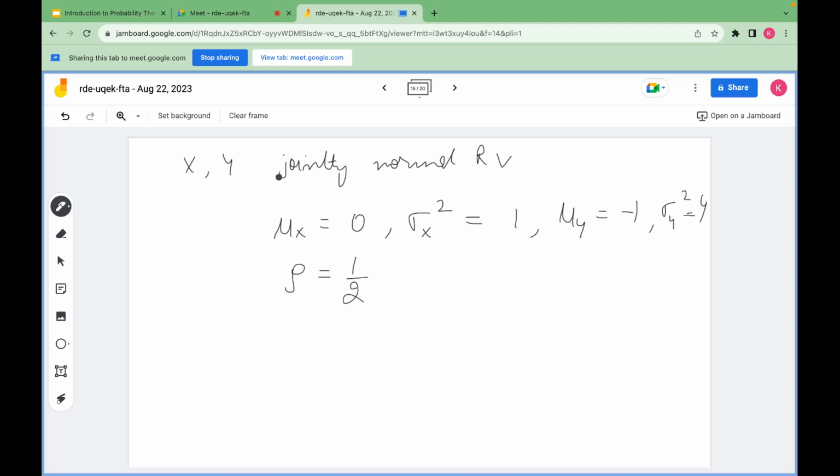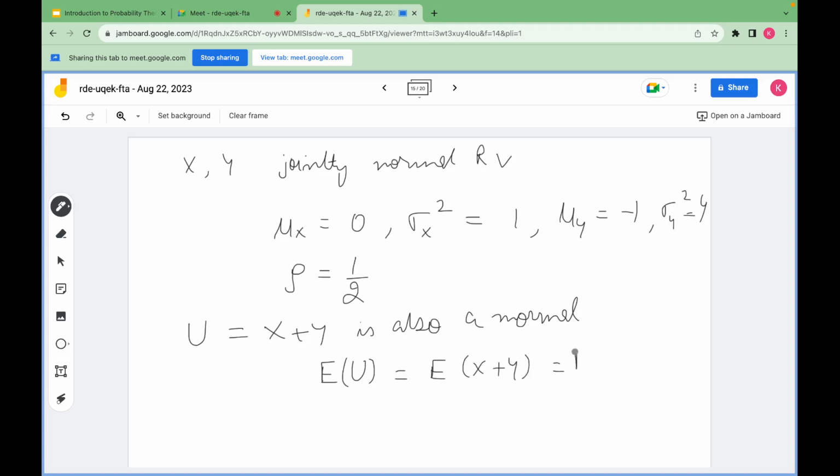Now this x and y are jointly normal random variables, therefore this u, which is equal to x plus y, is also a normal distribution. So the expectation of u is nothing but expectation of x plus expectation of y. So it is 0 plus minus 1, which is minus 1.